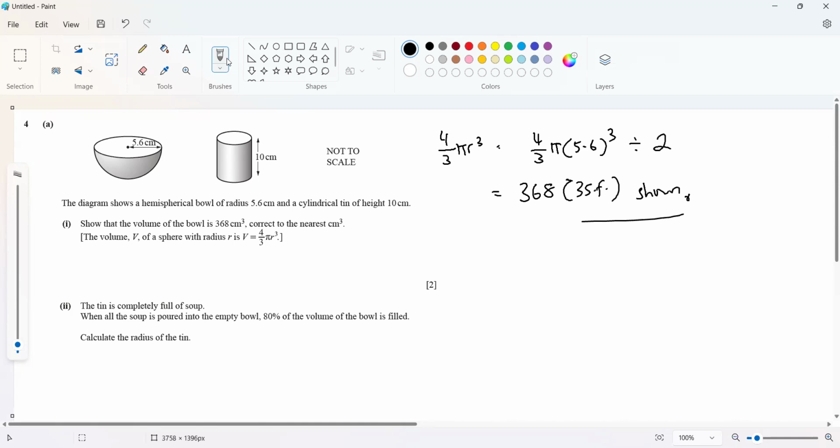So the tin is completely full of soup. When all the soup is poured into the empty bowl, 80% of the bowl is filled. Find the radius of the tin. So in other words, the volume of the bowl that is filled is 80% of the cylinder.